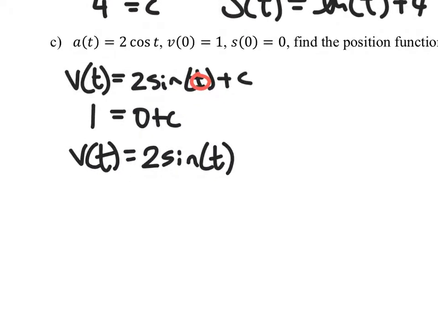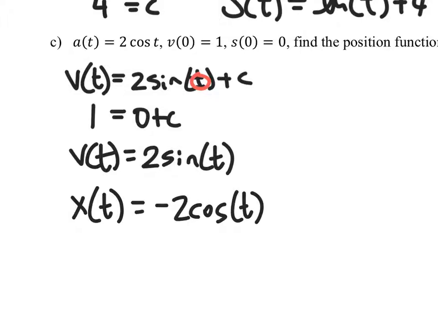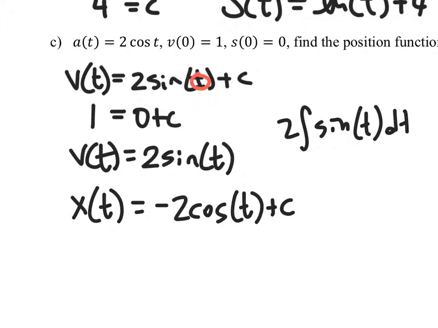Then our position function would be the integral of that, which would be negative 2 cosine of t plus c. Right, because the integral of 2 times sine of t dt would equal negative 2 cosine of t plus c.